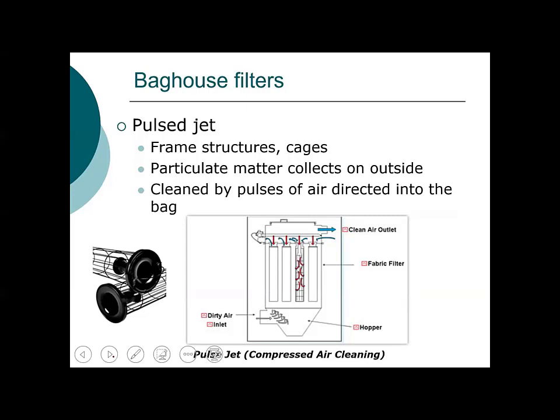This is a pulsed jet, and here compressed air is supplied to the baghouse to operate in pulses. So you're operating pulsed air into the system. You can see these frames. Typically your bag is mounted on this frame mechanism, and these can be continuous offline, or they can be continuous online cleaning. They can be fully automated.